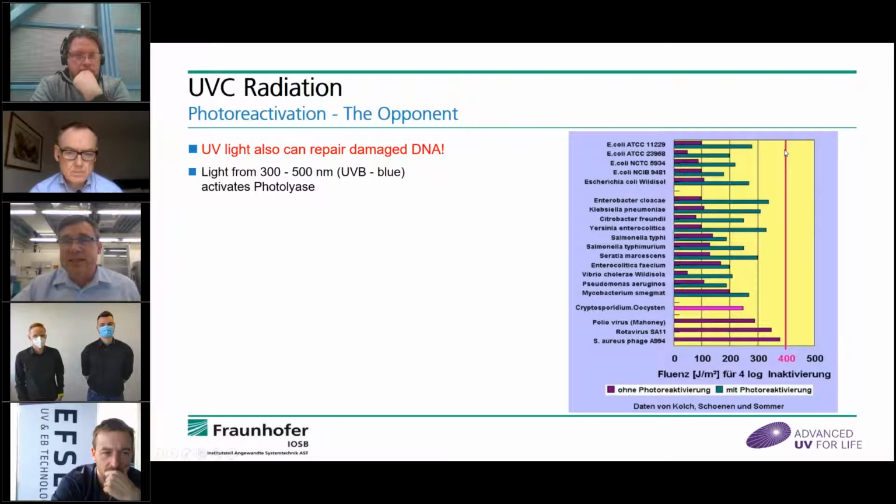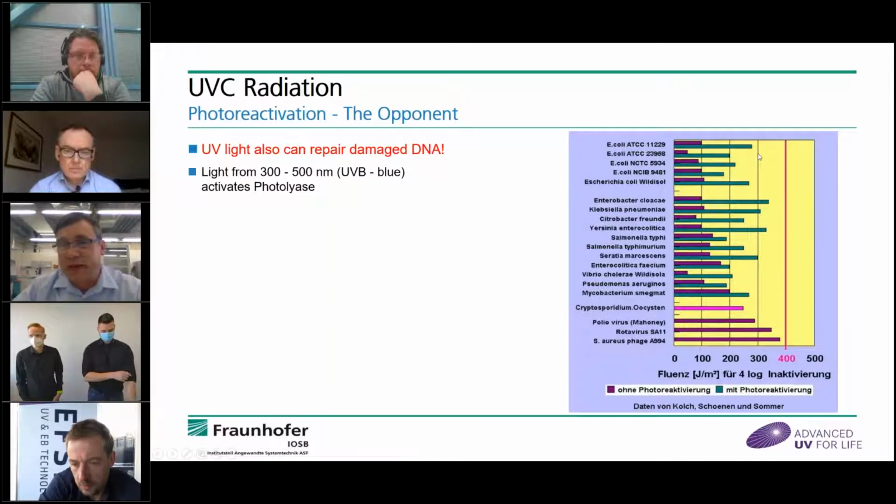You can see here in this diagram some microorganisms. The violet one is without photoreactivation, and you see if you have photoreactivation processes, for instance in air disinfection where you have sunlight presence, you need more radiation dose. We assume that 400 joule per square meter is a good value to be safe in the UVC for a 4-log inactivation.